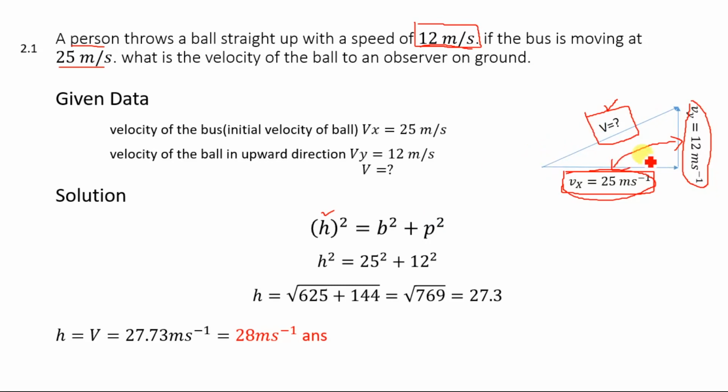So from this free body diagram, we have the hypotenuse v, which we are going to calculate. The x component is 25 meters per second and the y component is 12 meters per second. Substituting the values and solving, we will get 27.73. Now rounding off this number, we will drop this 73 and increase this 27 to 28. So 28 meters per second is the answer, and that is the velocity of the ball with respect to an observer on the ground. That's it.